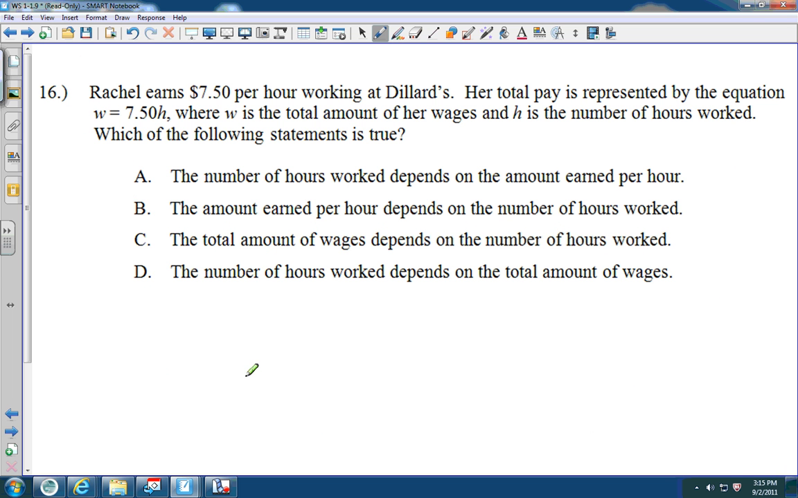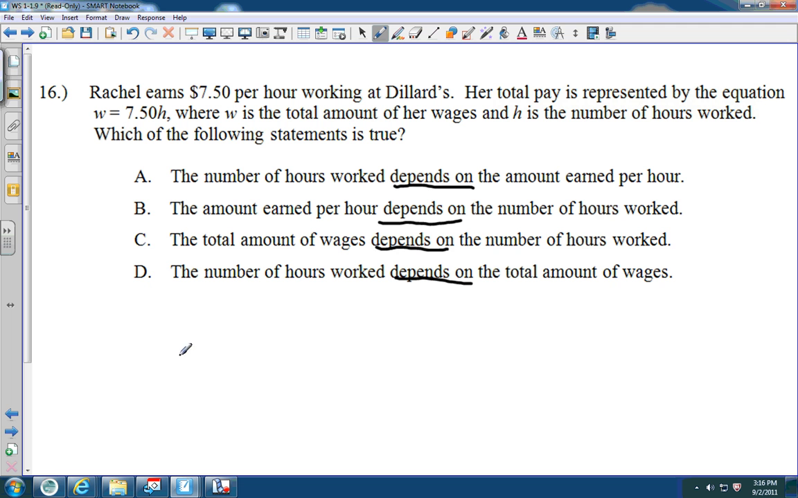Next, pause the video. Come back and see if you know what the answer is. This talks about Rachel earns $7.50 per hour working at Dillard's. Her total pay is represented by the equation W equals 7.50H, where W is the amount of her wages and H is the hours worked. Which of the following statements is true? All of these statements have depends on.